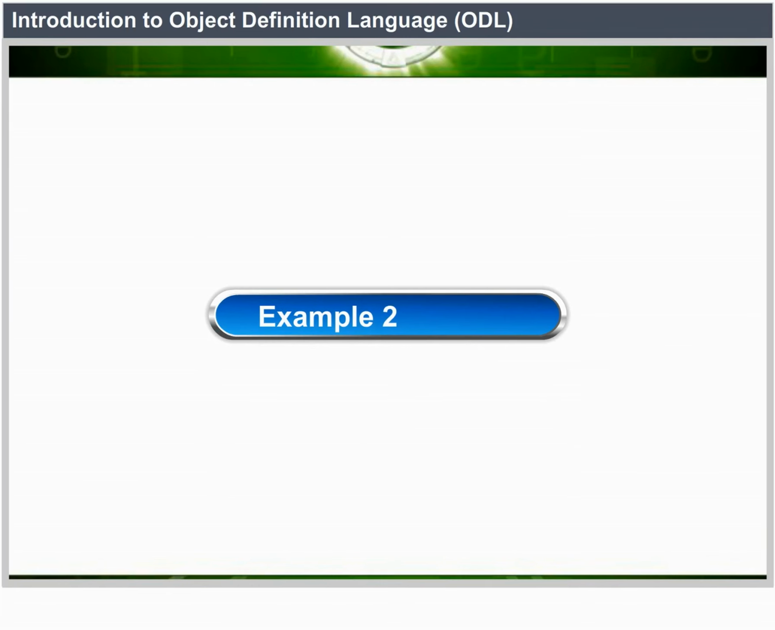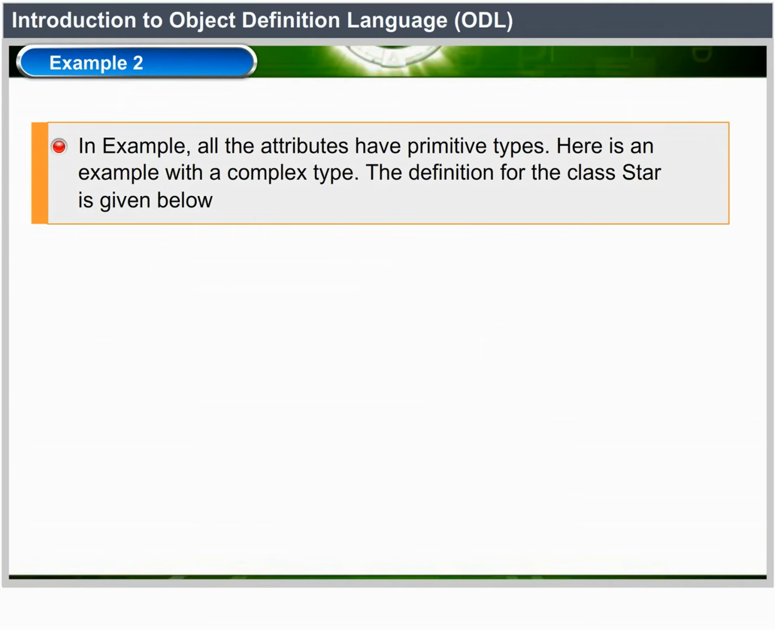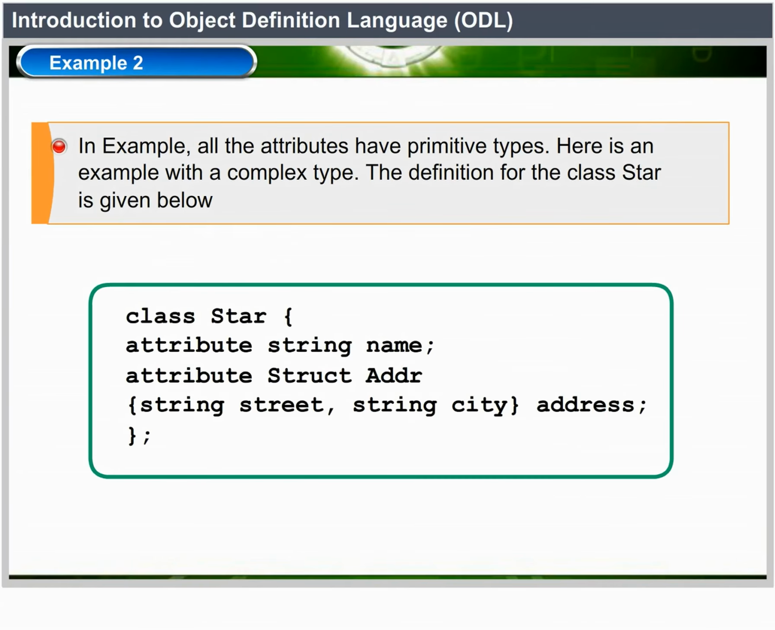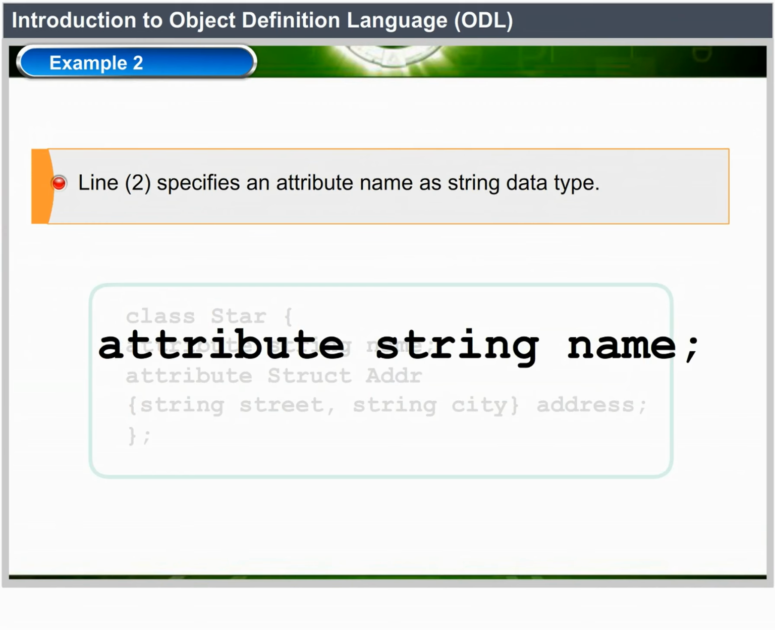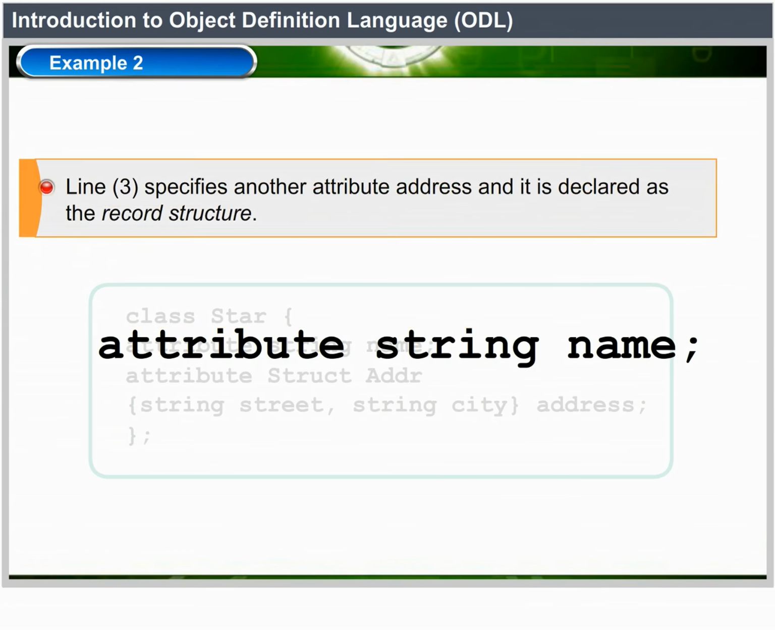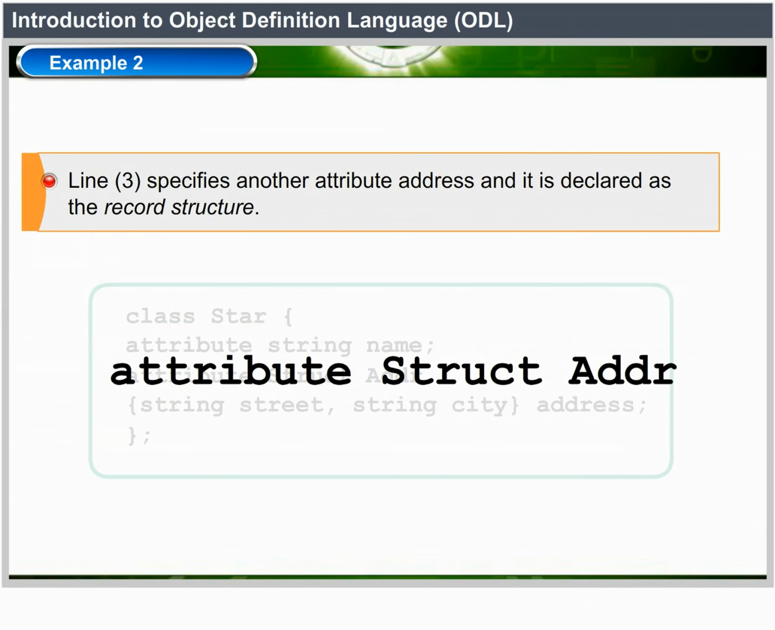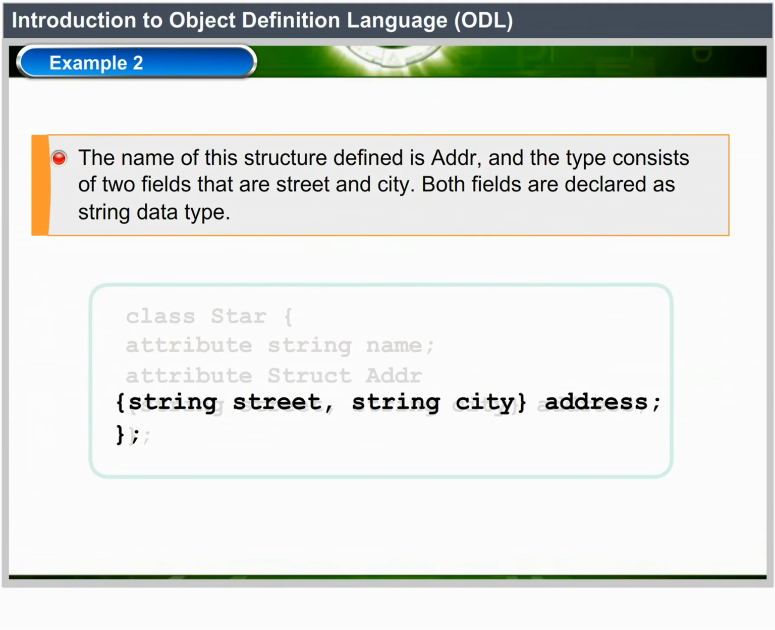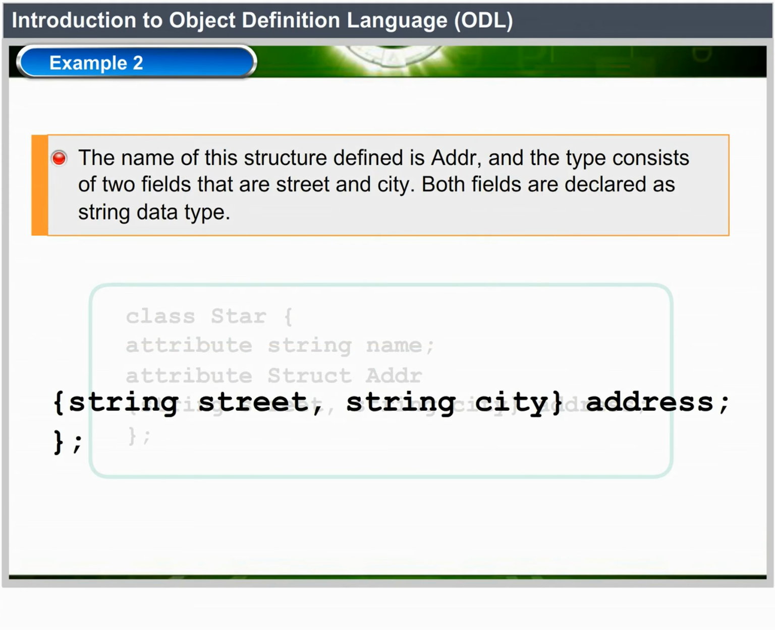Example 2. In the previous example, all the attributes have primitive types. Here is an example with a complex type. We can define the class star by: line 2 specifies an attribute name of the star, that is a string. Line 3 specifies another attribute address. This attribute has a type that is a record structure. The name of this structure is address, and the type consists of two fields, street and city.